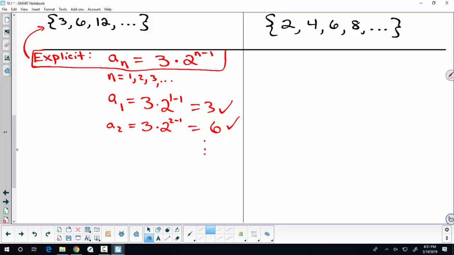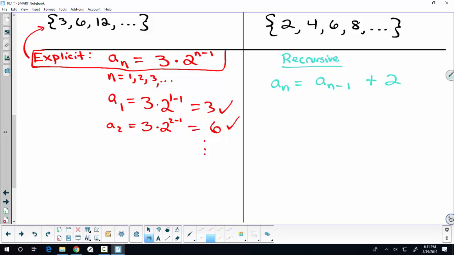This one here, where we defined it explicitly, a sub n equals 2 times n. Recursively, how could we define that 2, 4, 6, 8? We have to say this term is related to a previous term. A sub n equals a sub n minus 1 plus 2. So the next term is the previous term plus 2. What do y'all think? Does that work?